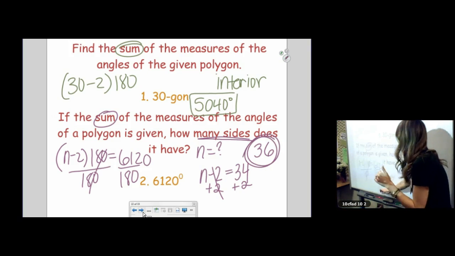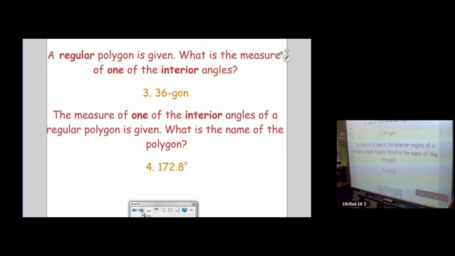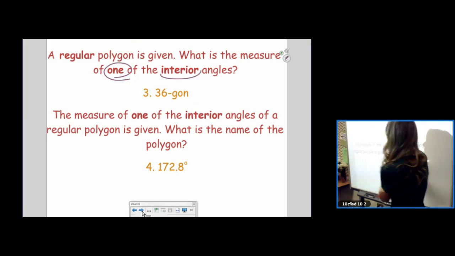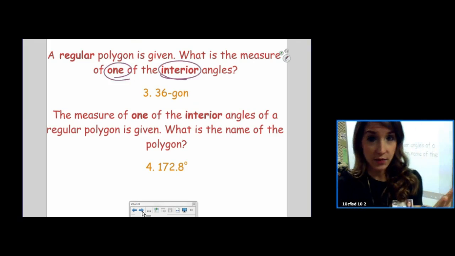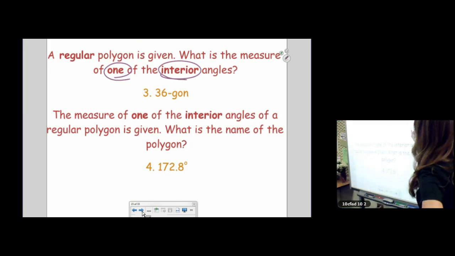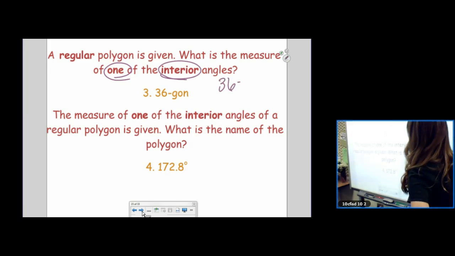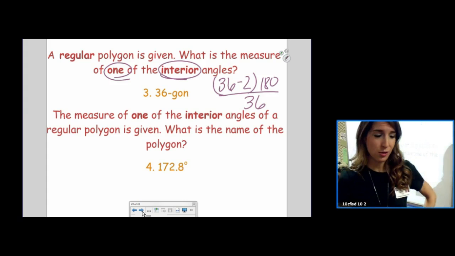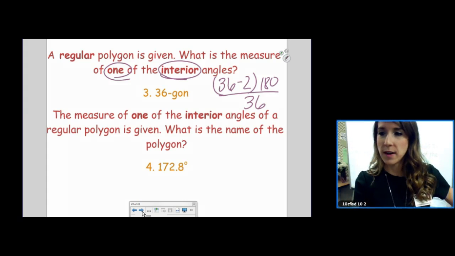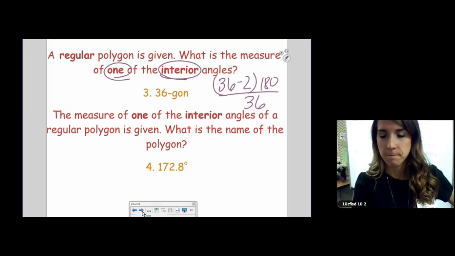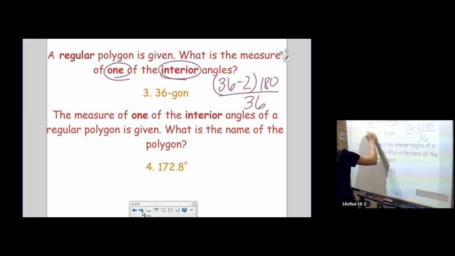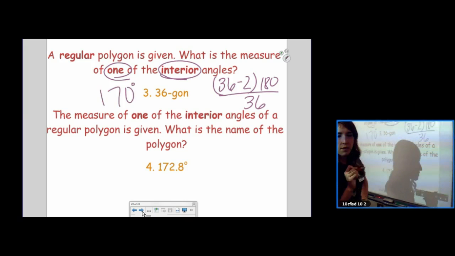Okay, next one. A regular polygon is given. What's the measure of one interior angle? So now we have a different formula we need to use, right? N minus 2 times 180 divided by n. And it looks like a lot, but you can just go straight to your calculator. 34 times 180 divided by 36. What do y'all get? It's the same people answering every time, huh? 170 degrees. Are we okay with this? Can we keep going?